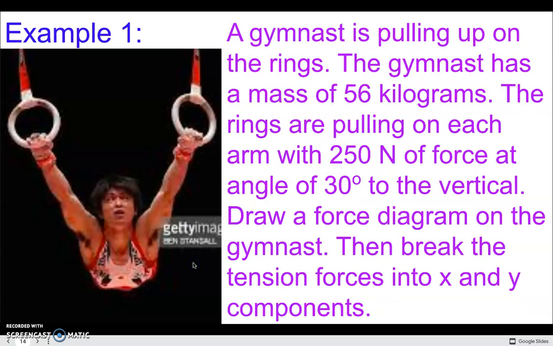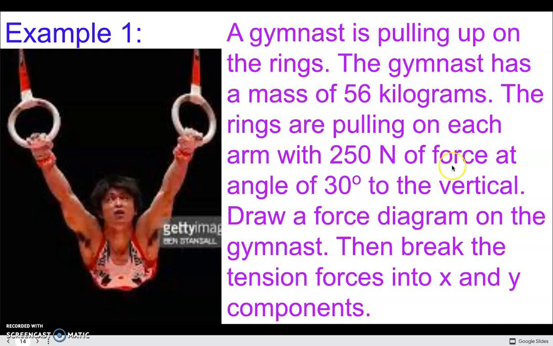So here we've got an example. We've got a gymnast. This gymnast is going to pull themselves up on the rings. The gymnast has a mass of 56 kilograms, and the rings are pulling on each arm with 250 newtons of force. So you might think of it that the gymnast is pulling on the rings with 250 newtons of force, but Newton's third law says for every action there's an equal and opposite reaction. So that means that if he's pulling that hard on the rings, the rings are also pulling that hard on him. And he's pulling at an angle of 30 degrees to the vertical.